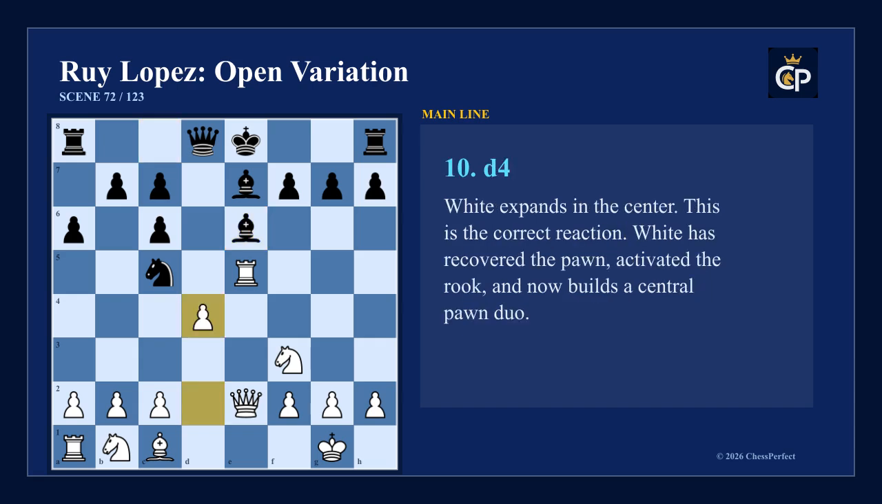d4. White expands in the center. This is the correct reaction. White has recovered the pawn, activated the rook, and now builds a central pawn duo.